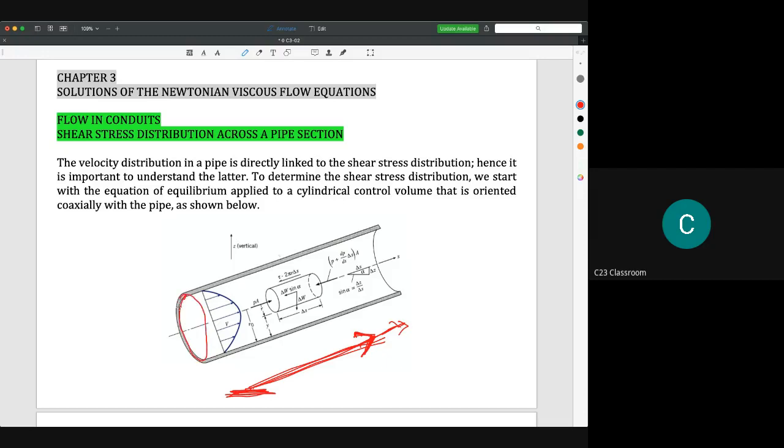And for the Poiseuille flow, we prefer to use a circular cross-sectional pipe. Why? Because in a circular cross-sectional pipe, we need to change the terms from Cartesian coordinates into polar coordinates. So we cannot use x and y anymore because we need to relate to the radius of that pipe.